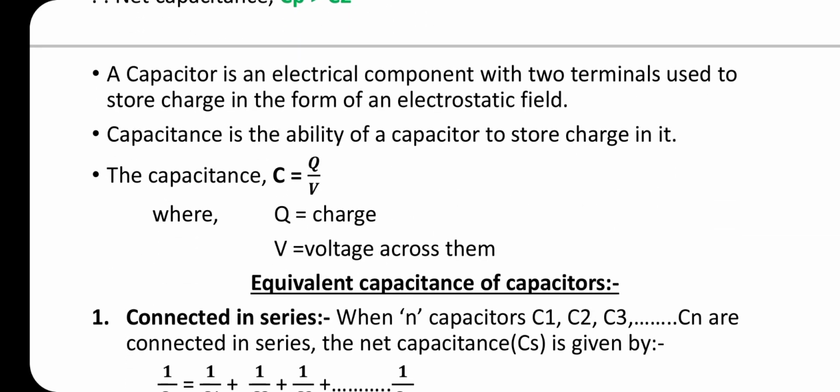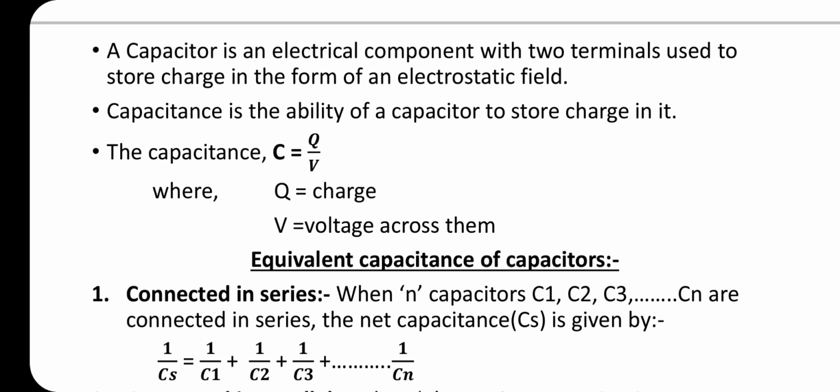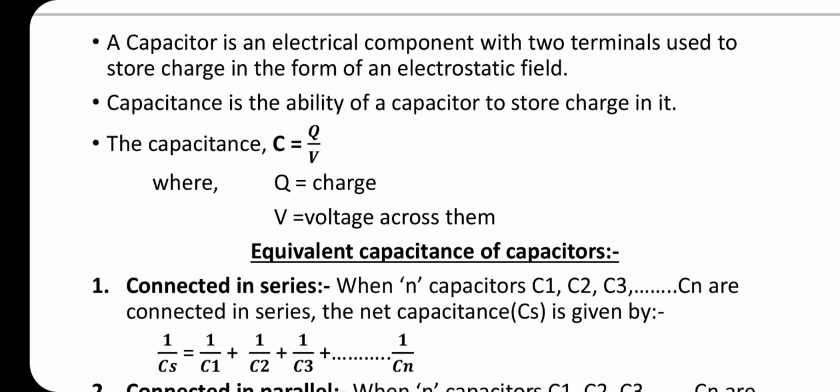A capacitor is an electrical component with 2 terminals used to store charge in the form of an electrostatic field. Capacitance is the ability of a capacitor to store charge in it. The capacitance C equal to Q by V, where Q is the charge and V is the voltage across them.